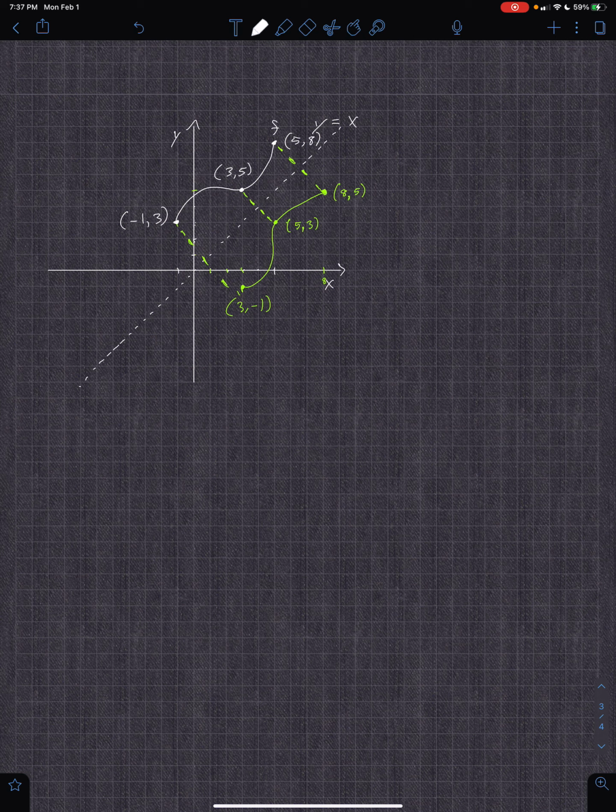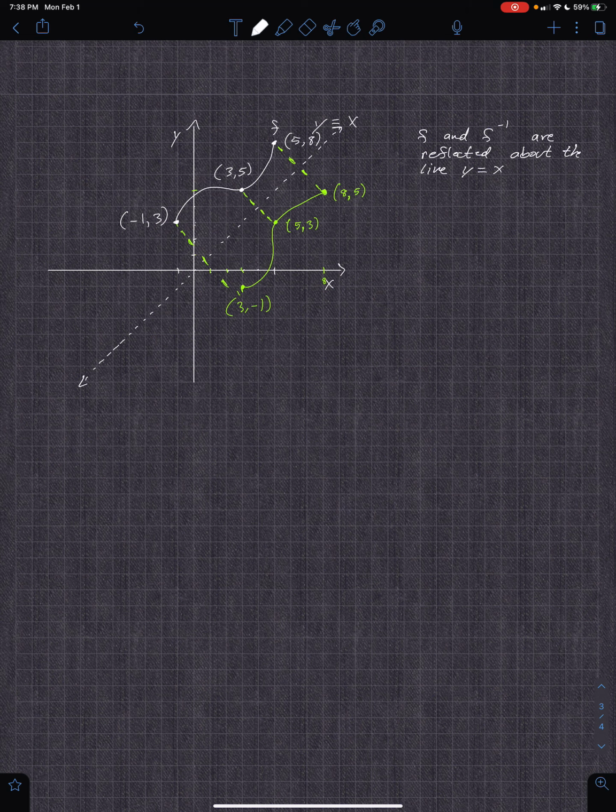Suppose you have the line y equals x like this, and you have this function f. So f is here. So f looks like this. And it goes through -1, 3, 3, 5, and 5, 8. So here's my function f. What we know is that f and f inverse, those two functions are symmetric or reflected about the line y equals x. So you see how there's a mirror image of that?